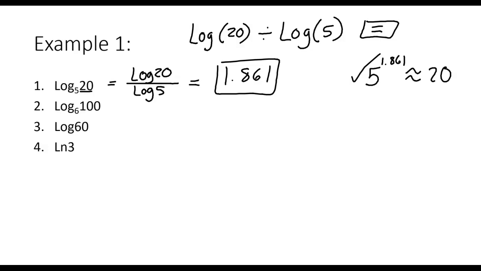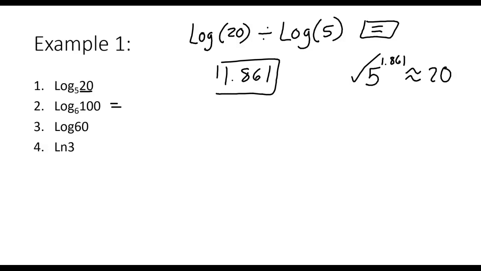All right, let's take a look at the second one here. Once again, 6 to the third power is something like 216. I can't do it in my head, so that's too big. And 6 to the second power is 36, that's not big enough. So it's got to be somewhere between 2 and 3. I can't do it mentally.